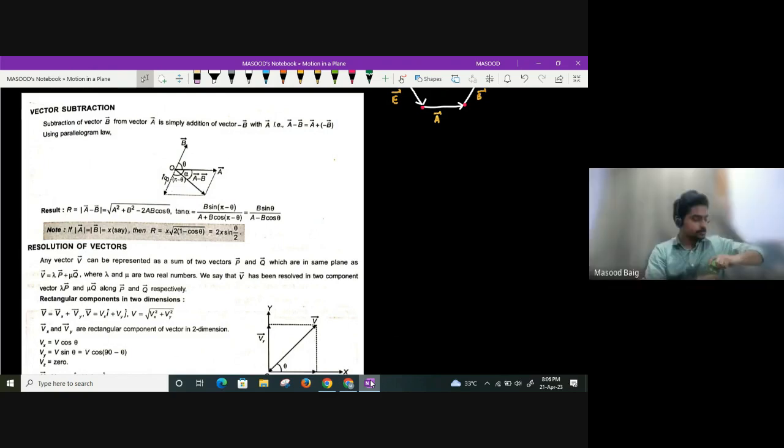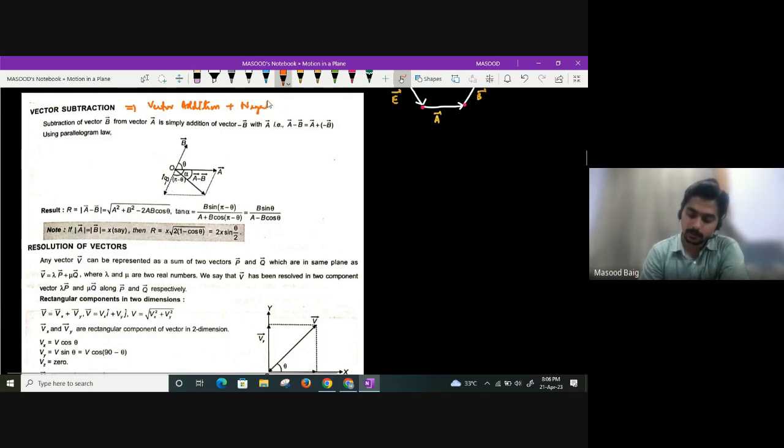Now, when you talk about subtraction of two vectors, it majorly deals with addition of two vectors and the negative of a vector, guys. Let us not deal much with this, but basically you will get the magnitude as the square root of a square plus b square minus 2ab cos theta. So vector subtraction is the concept of vector addition plus the negative of a vector.